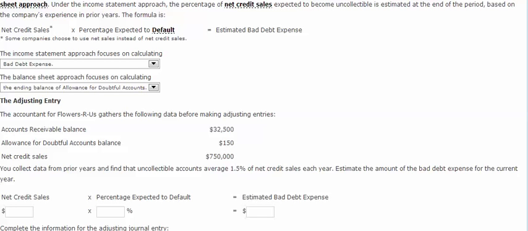The accountant for Flowers R Us gathers the following data before making adjusting entries. Accounts receivable balance $32,500. Allowance for doubtful accounts balance is $150. Net credit sales $750,000. You collect data for the prior years and find that the uncollectible accounts receivable average is 1.5% of the net credit sales for each year. Estimate the amount of the bad debt expense for the current year.